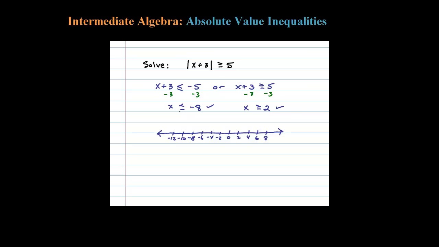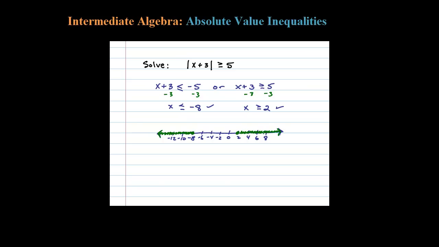Here's my number line. Now let's use closed dots because that equal there, that's inclusive, and shade in all the numbers less than negative 8. Infinitely many solutions there. And then let's use a closed dot at 2 and shade in all the numbers greater than 2. So here's all the numbers that'll solve the original inequality.